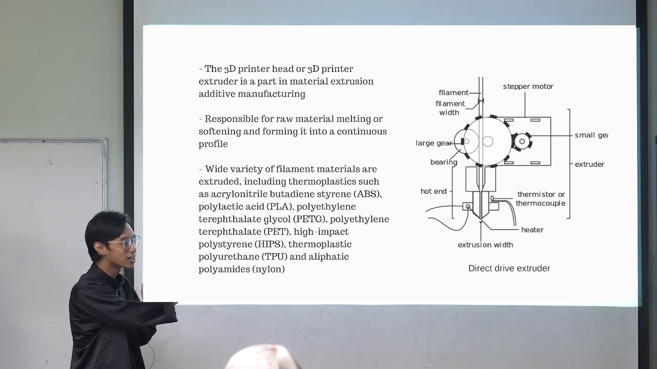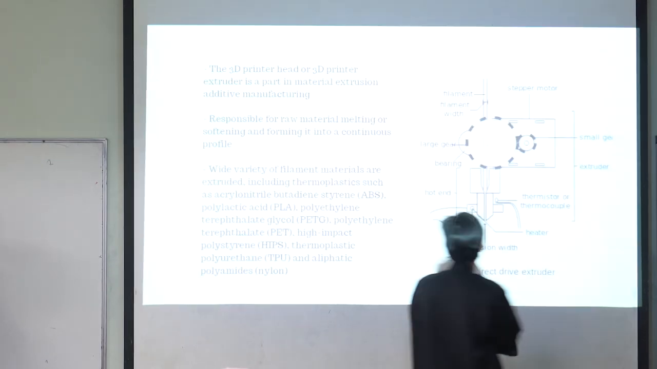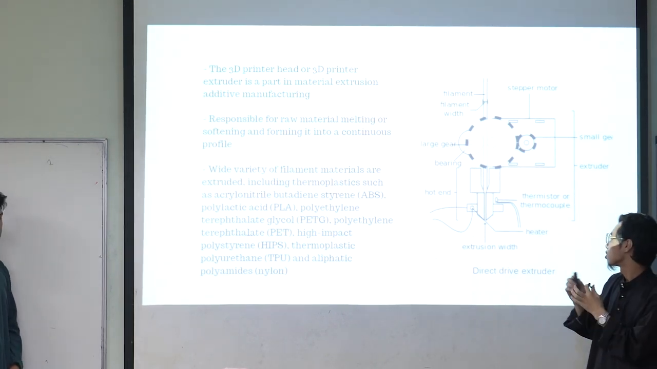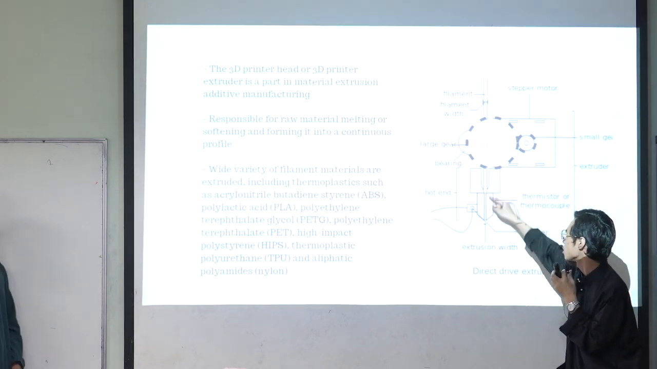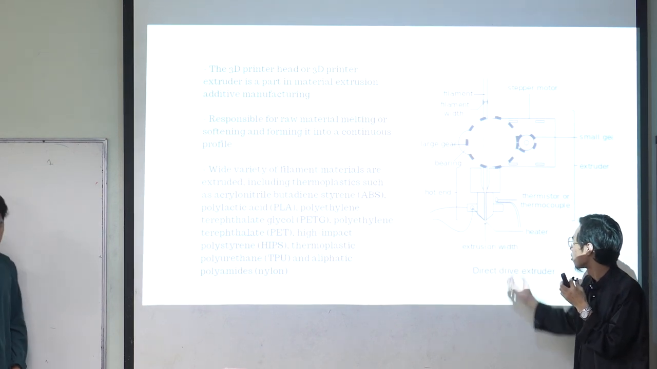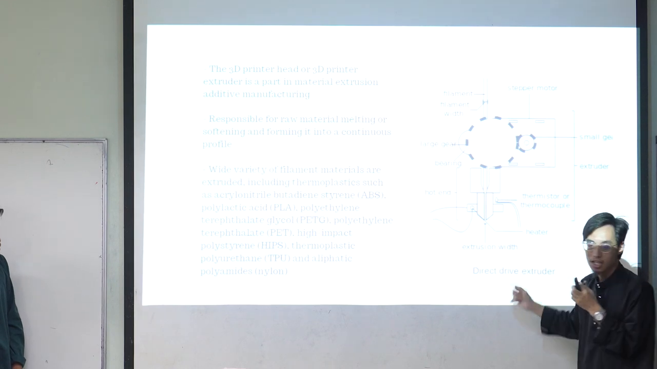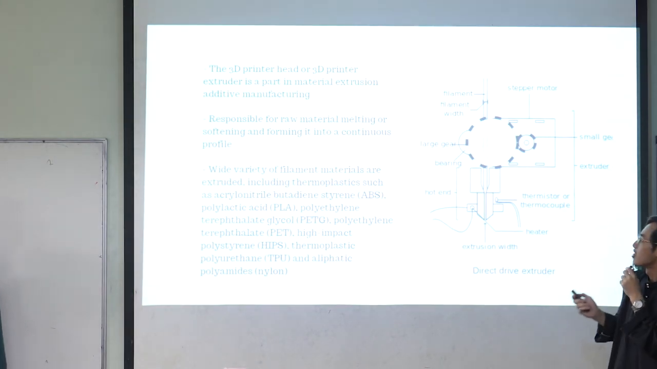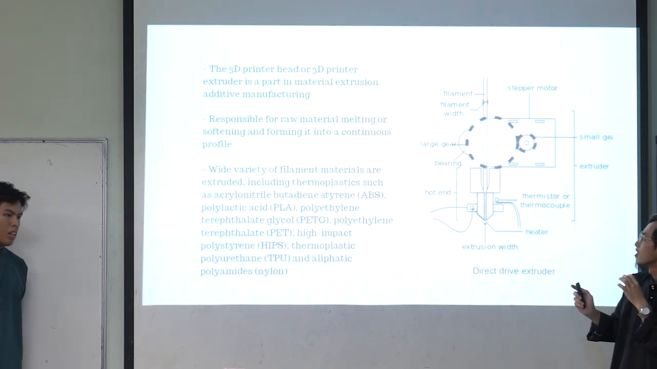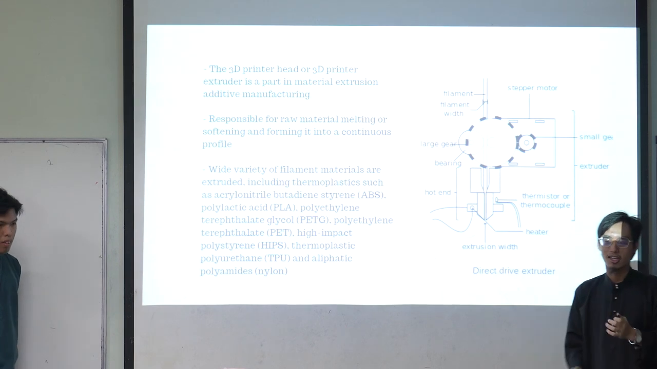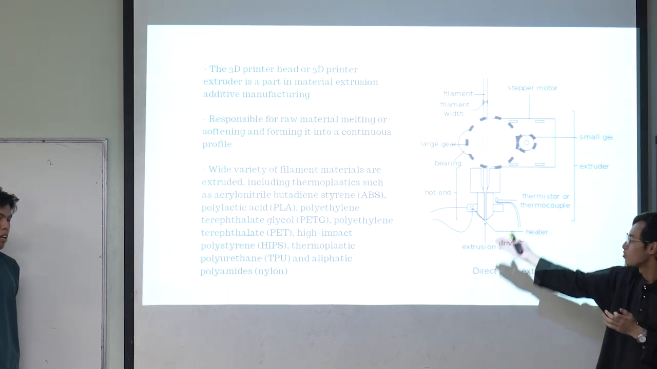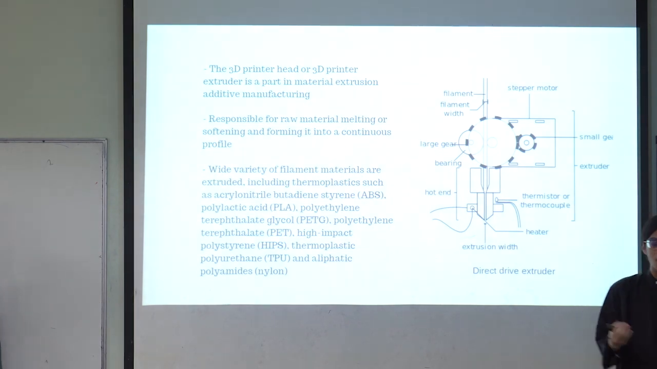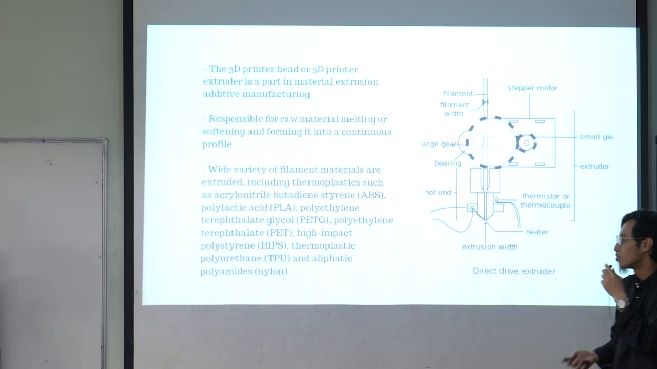For this part, it is an extruder, which is some part of the FDM. The filament will go inside this and then go out through the extrusion, and then we move it where we want. So this is simple. For the material, we have seven materials: ABS, PLA, PETG, PET, HIPS, nylon, and TPU. So we'll pass to the next presenter.